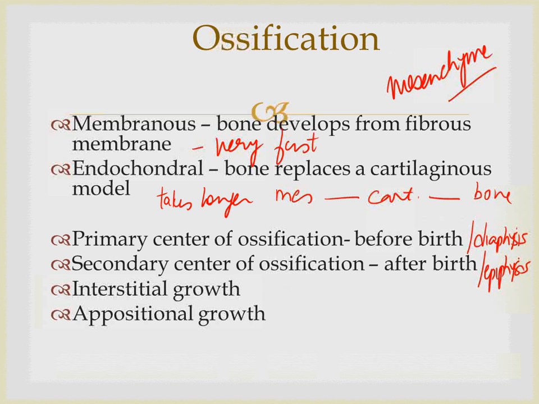Then there's two types of growth. Interstitial growth, which is growth in length. So it occurs in a vertical fashion in many bones. And appositional growth is growth in width. So I would say transversely. Appositional is the bone thickens and grows in width. Interstitial, the bone grows in length.